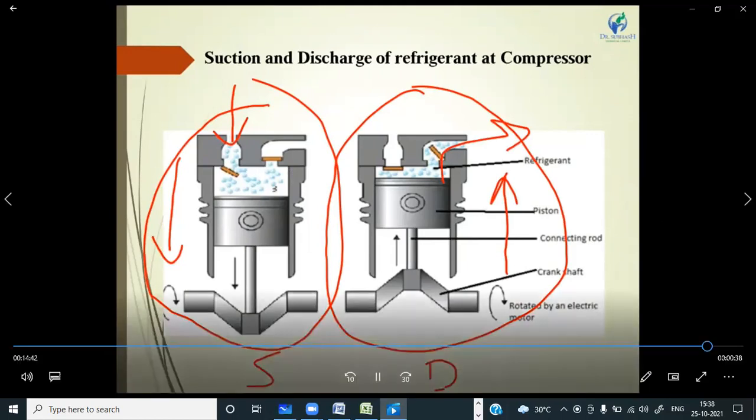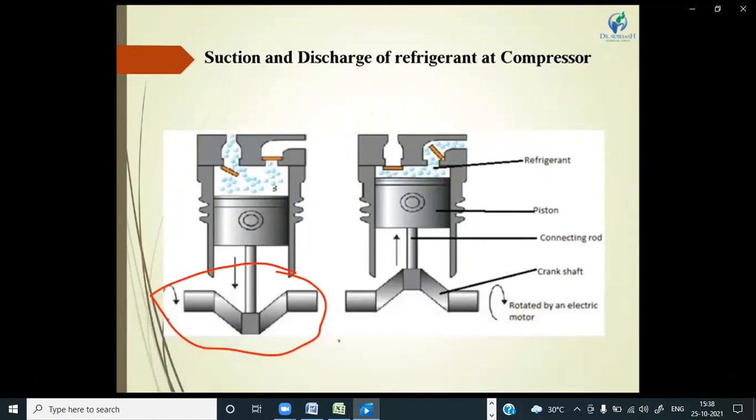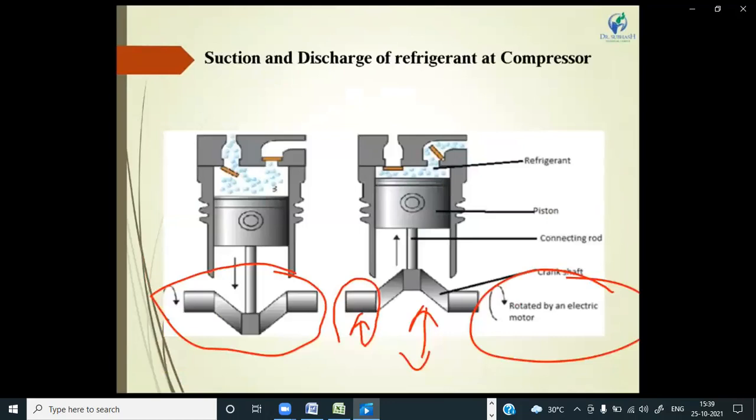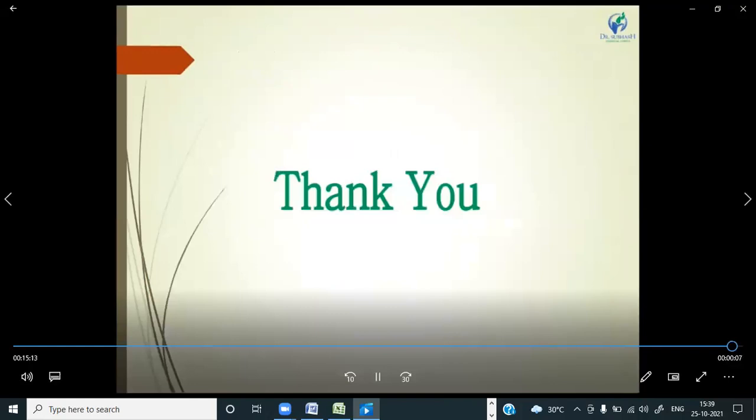Single acting reciprocating motion, and this assembly converts rotary motion to reciprocating motion for operating the compressor. You have to mention that the rotary motion is rotated by an electric motor. This electric motor gives the rotary motion. This is the basic working of the hermetically sealed compressor. Okay, thank you.